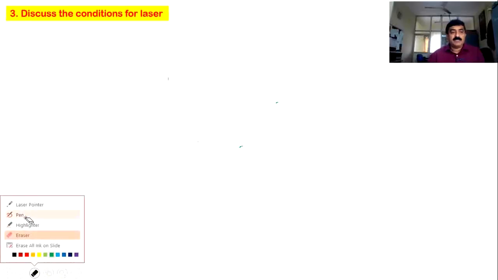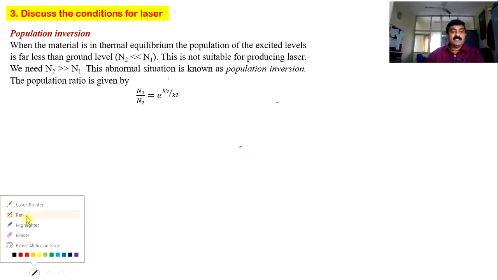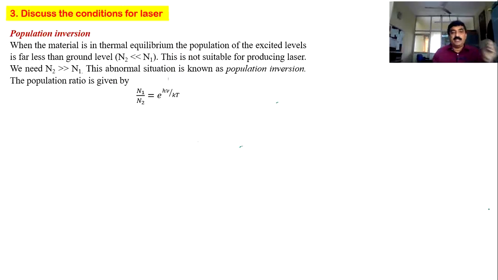Now look at the next question, that is number 3. Discuss the conditions for laser. I already said that for laser to occur we need some conditions to be satisfied. What are those conditions? Number 1, population inversion. This is the main thing. What is population inversion?